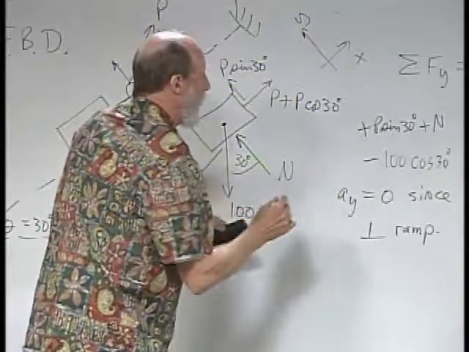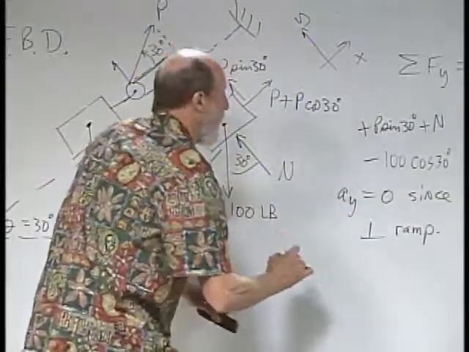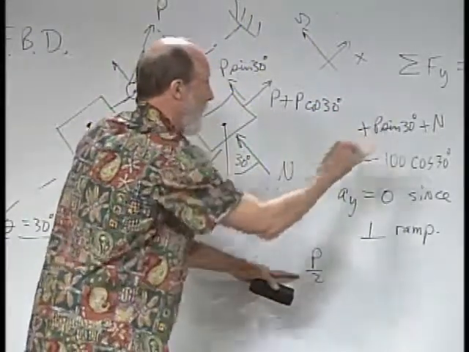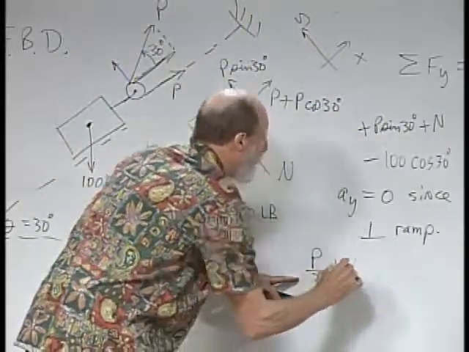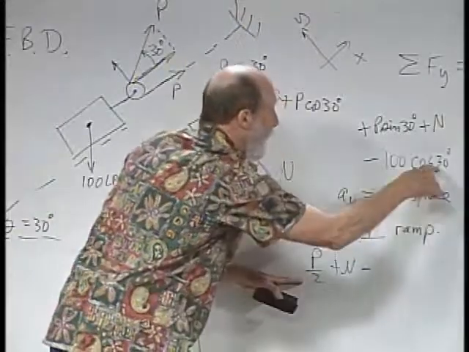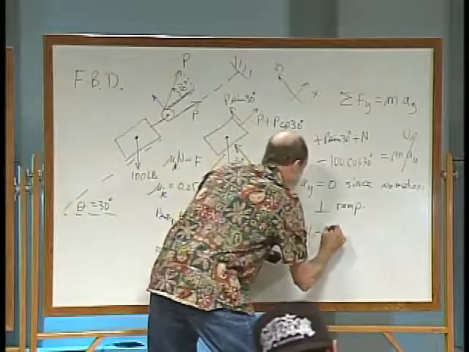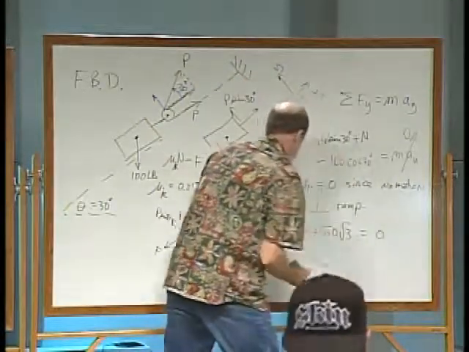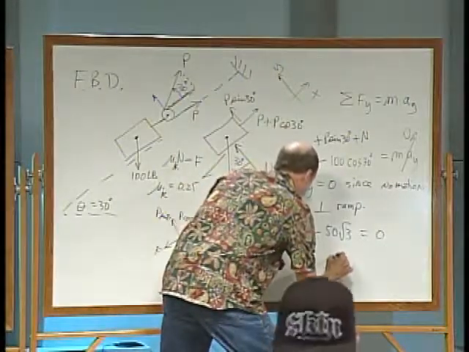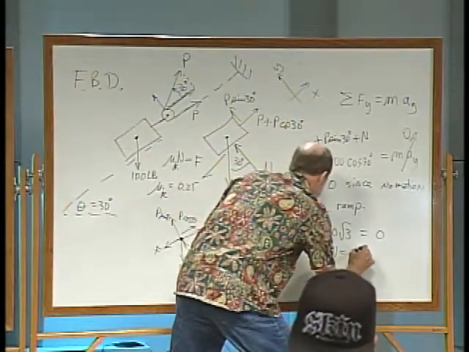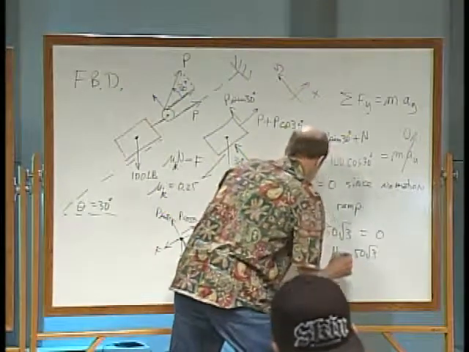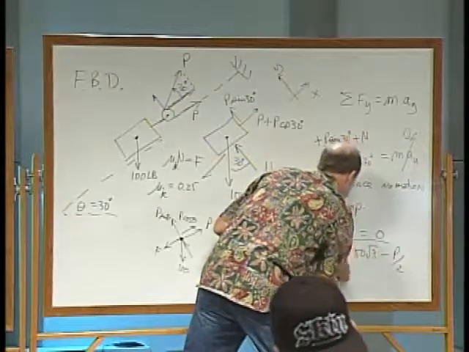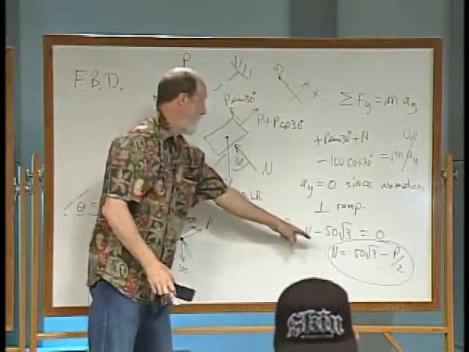So this equation now simplifies, and so we have P over 2, because the sine of 30 degrees is a half, plus the normal force, minus, this is square root of 3 over 2, so minus 50 square root of 3 equals 0. So our normal force is equal to 50 square root of 3 minus P over 2. An intermediate result that we're going to need.